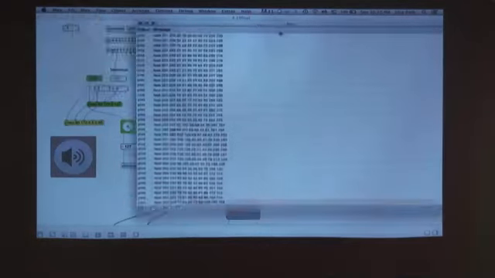And this is the MaxMSP patch where you can see all my brain activity data in numbers.